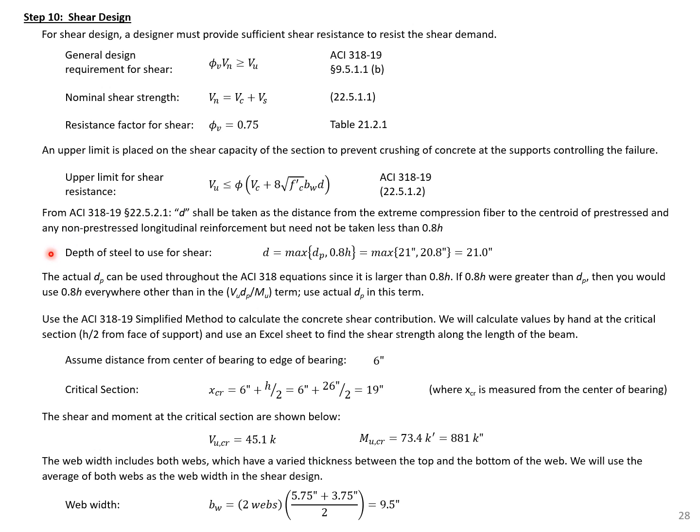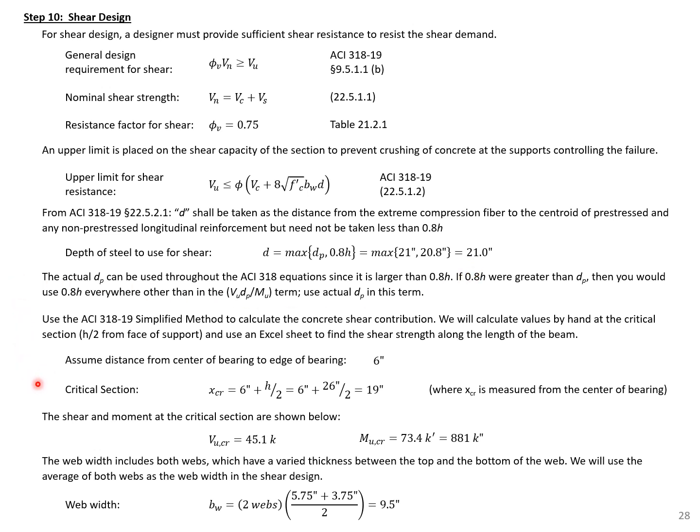So next I show the depth, or how to find d based on ACI. So the d that we can use in our shear equation can be the max of our actual strand depth, dp, and 0.8 times h. So here the max of those two is actually going to be dp, so that's the value that we'll use in our equations.